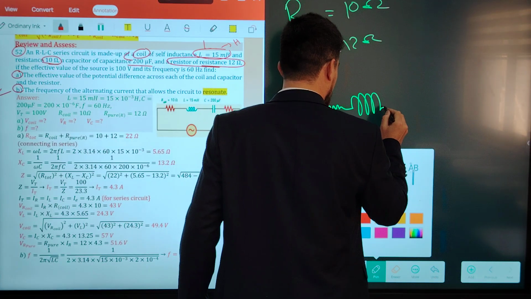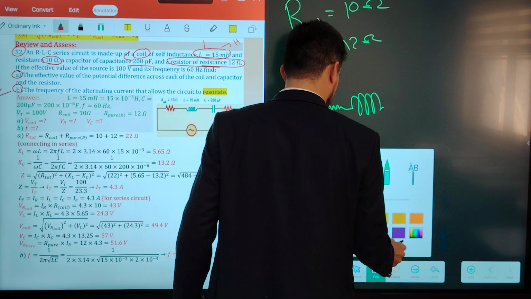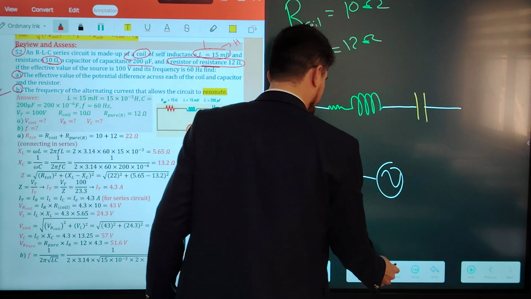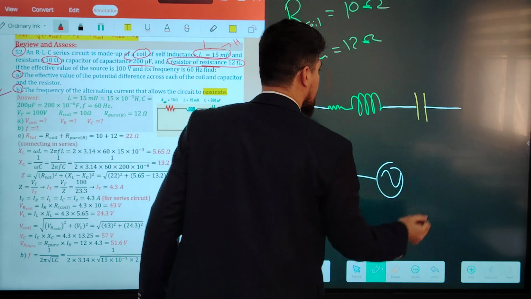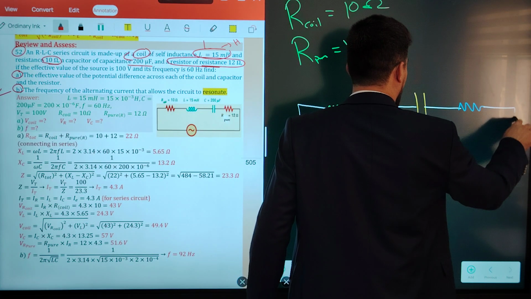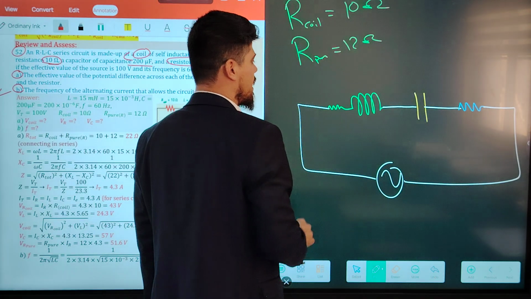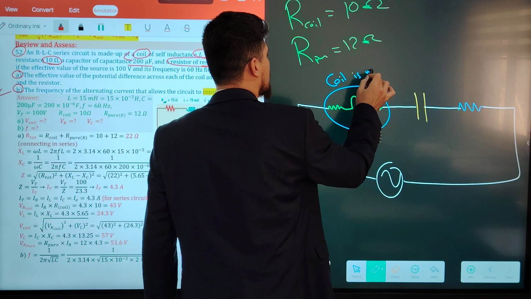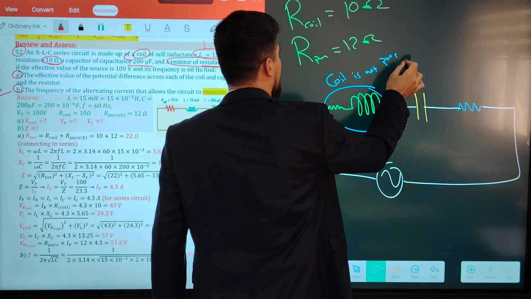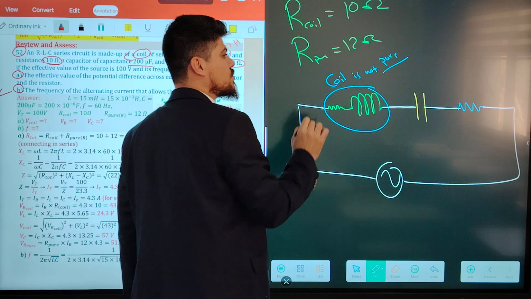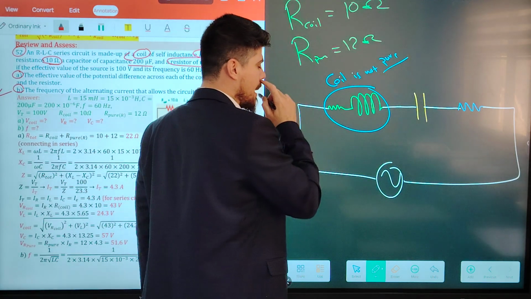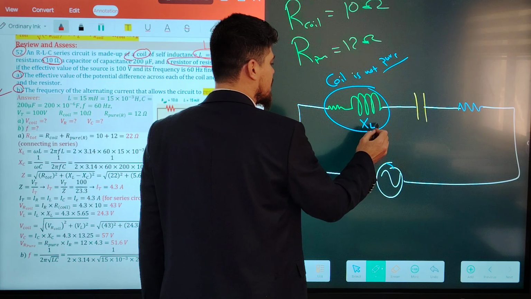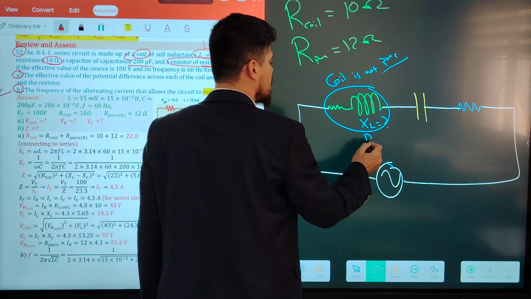and we have a capacitance, and we have resistance, connected with the AC source. Guys, the coil is not pure. When the coil is not pure, it means that it contains resistance. The coil has resistance. When the coil has resistance connected with AC source, it has both XL and resistance.